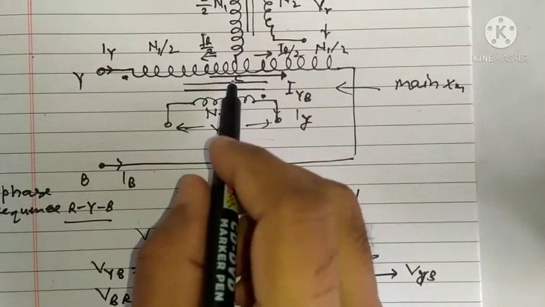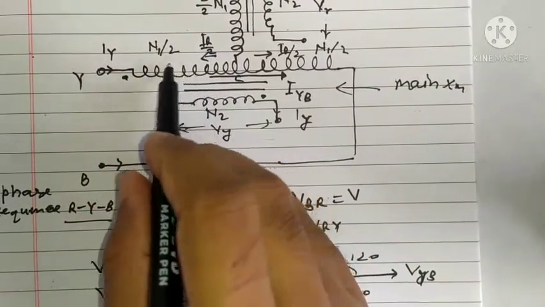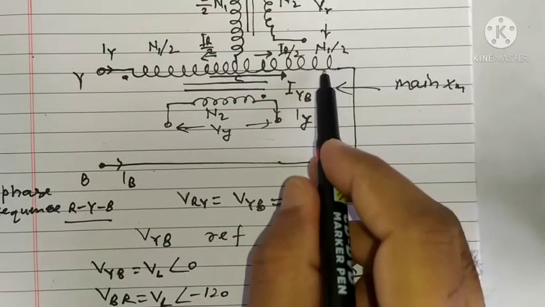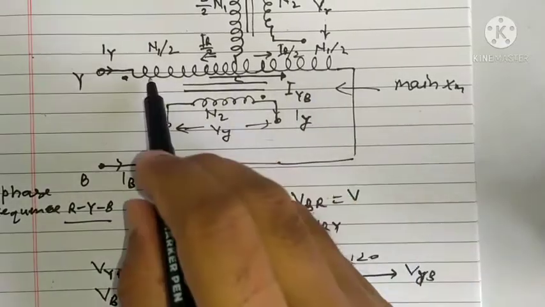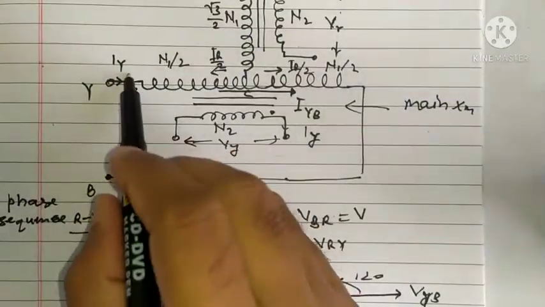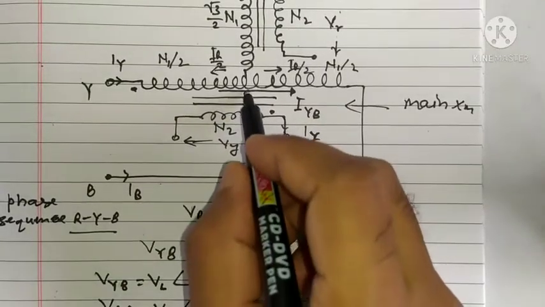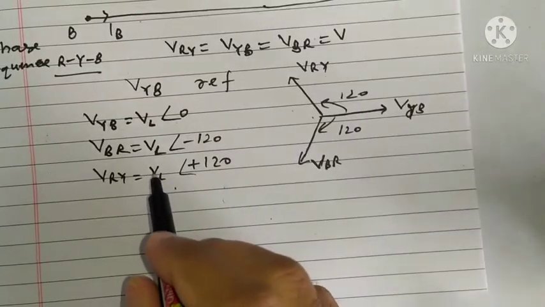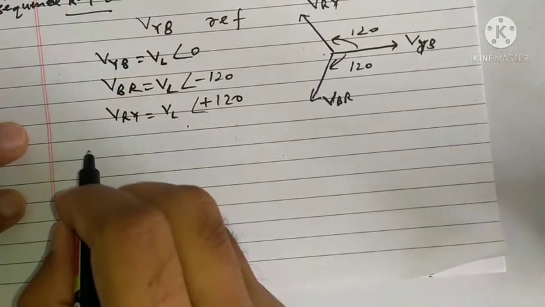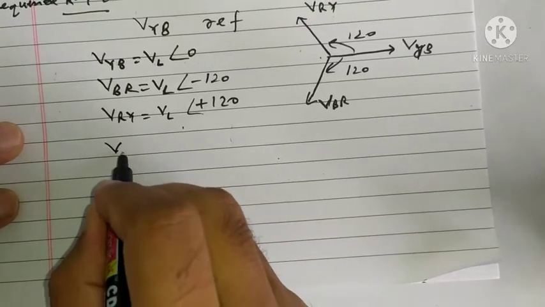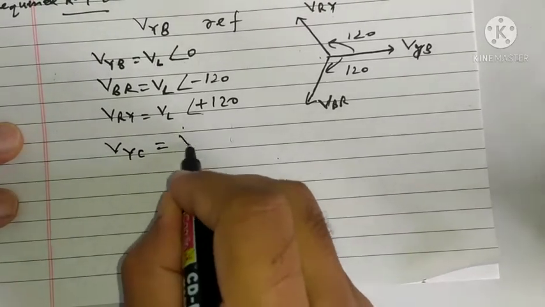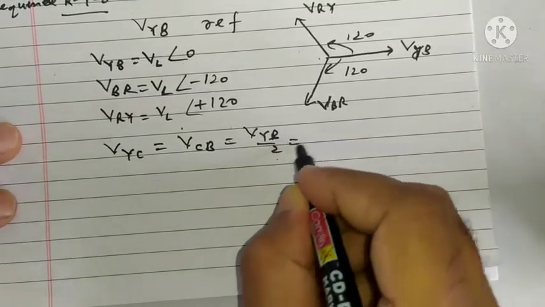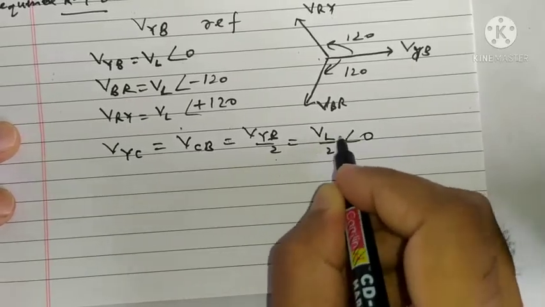Right. Now due to this center tap, voltage across this portion and voltage across this portion will be equal, and that will be total voltage VYB by 2. So I can write here VYC, C point is here, equal to VCB equal to VYB by 2. That is nothing but VL by 2 at an angle of 0.